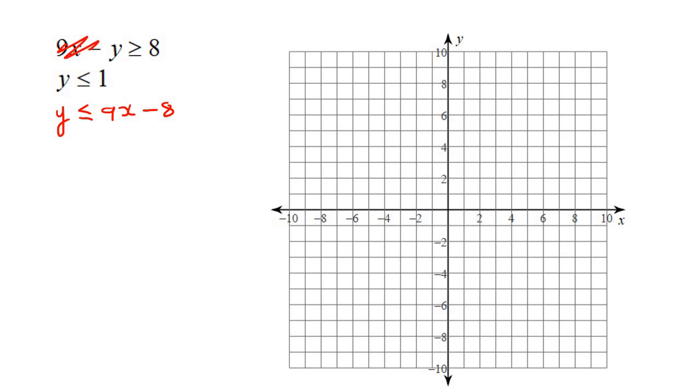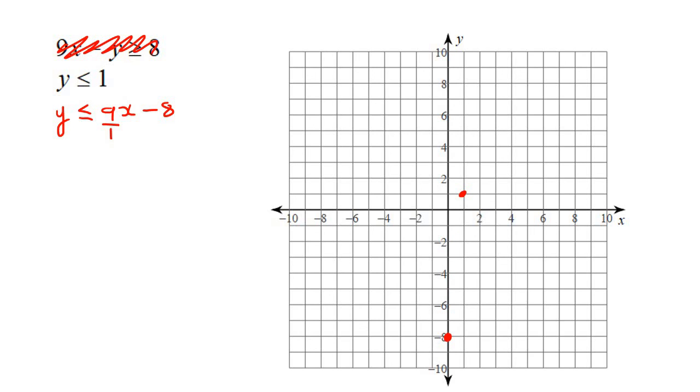Now let's scratch this one out. Now we can go plot that. So the y-intercept is at -8. Then the slope is 9. You can think of it as 9 over 1, because 9 over 1 is still the same as 9. So the rise is going to be 9. So 1, 2, 3, 4, 5, 6, 7, 8, 9. And then we're going to go 1 to the right. So that means we are going to go up to there.